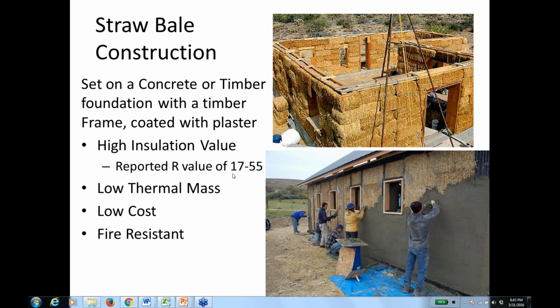So straw, unlike rammed earth, has a low thermal mass. So it's the opposite: high insulator, low thermal mass. So it doesn't hold on to heat.